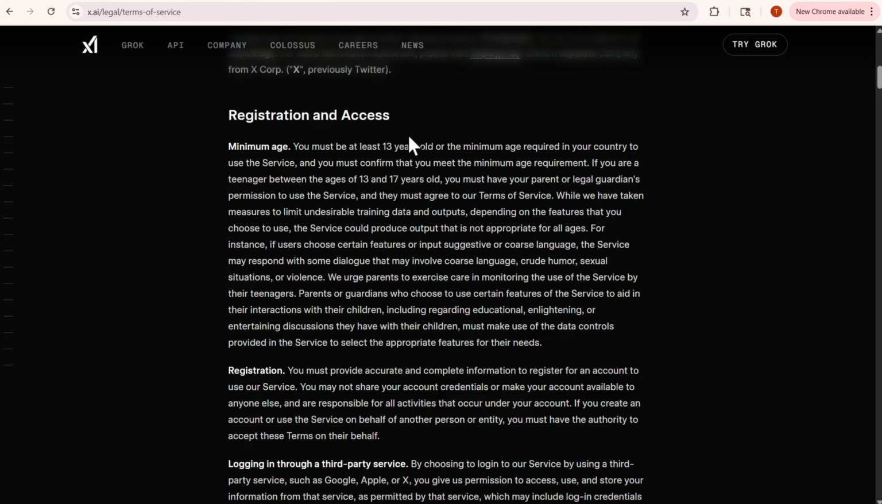Okay. Minimum age, you must be at least 13 years old or the minimum age required in your country to use the service. Now, I'll explain why the sentence exists here. The data protection laws, depending on the geography, we'll talk about the US, but essentially there is a data protection law called COPPA, and it regulates how children's personal data can be processed. Now, the reason why this sentence exists is because generally you need parental consent if you're a child.